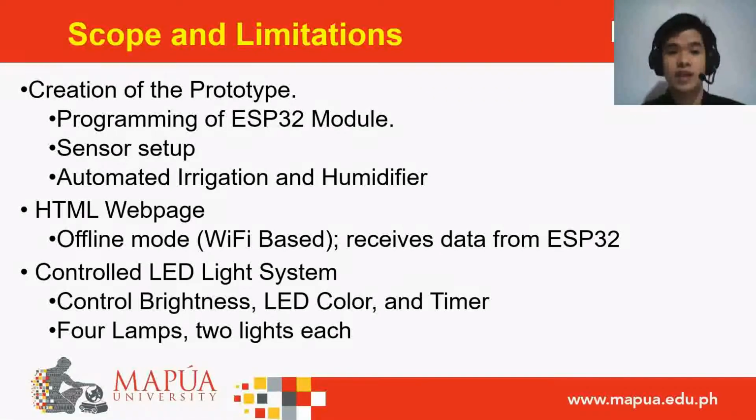The study has its given scope and limitations, starting with the creation of the prototype that includes programming of the ESP32 module, sensor setup, and automated irrigation and humidifier. For the HTML web page, it is offline mode, Wi-Fi based, and receives data from the ESP32. And lastly, a controlled LED light system that controls brightness, LED color, and timer, and has 4 lamps, 2 lights each.